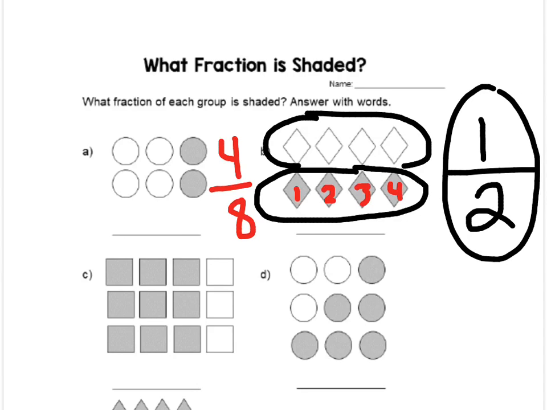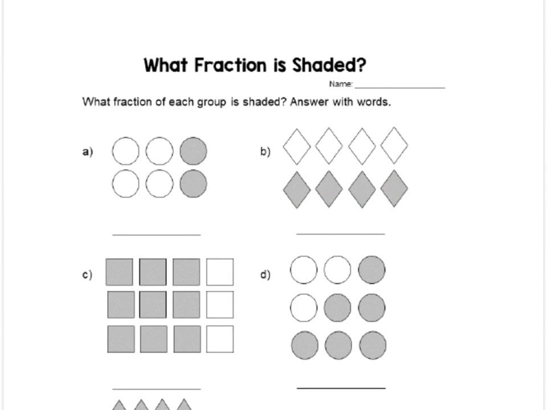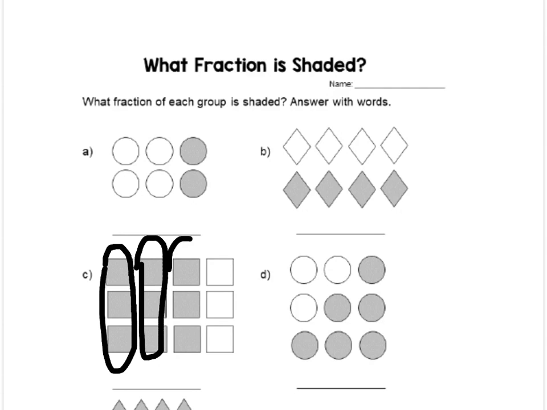Okay, let's look at C. Now in C, I'm not going to give you the full answer, but I can see that there's 1 column colored in, 2 columns colored in, 3 columns colored in, and then there's a 4th column. So looking at the columns, what can I say? How many columns are colored in as a fraction? Okay? And that's what we're trying to do.